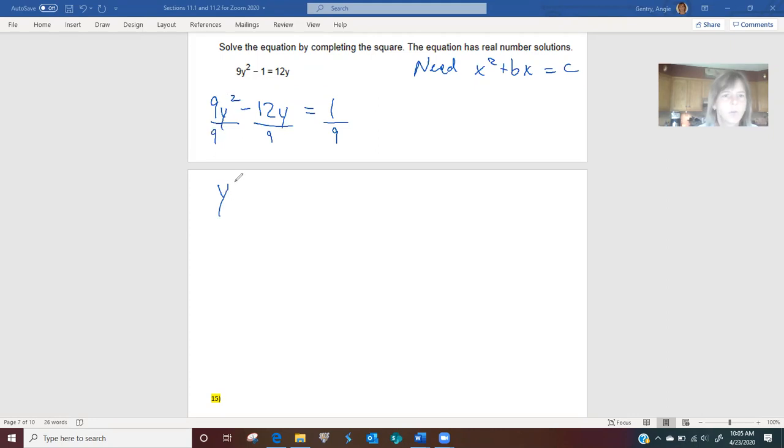So you get y squared minus 12 over 9, divide by 3, right? So this is basic math. You do want to simplify that first. And then I'm going to go ahead and save a little space. I need to create a perfect square trinomial equals, and then that 1/9 is on the right.